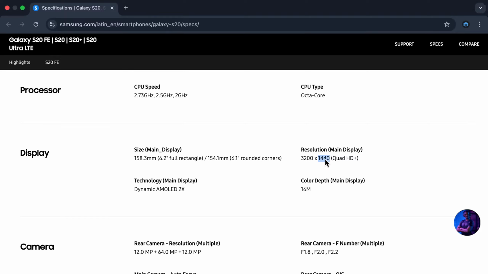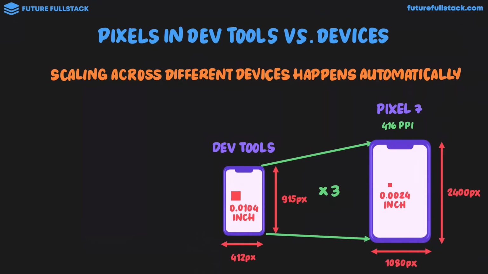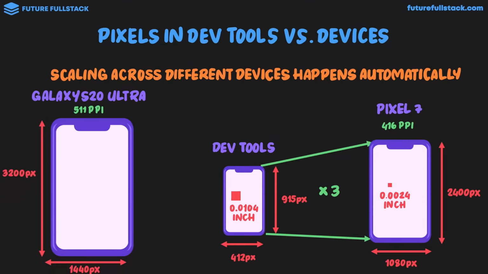So let's check out what's going on here. Looking at the Galaxy S20 Ultra, it actually has 511 ppi. It's 1,440 pixels wide and 3,200 pixels high. On the Galaxy, the physical pixel is a lot smaller than the Google Pixel 7 at 0.00196 of an inch. And again, the browser will automatically scale this, where one CSS pixel will use about 3.5 physical pixels.